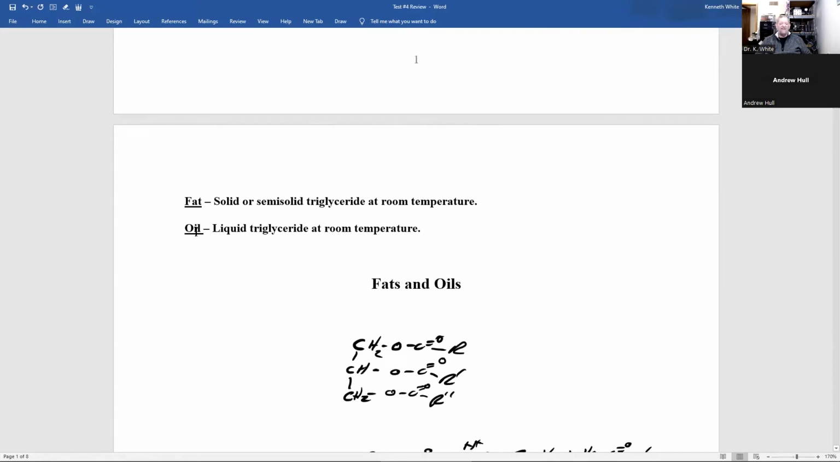Now, when we talk about a fat or oil, you should know a fat is a solid or semi-solid triglyceride at room temperature. And room temperature, in case you're wondering, is 25 degrees C by definition in science or chemistry at least. And you should know an oil is a liquid triglyceride at room temperature. So this is a fat, solid or semi-solid triglyceride at room temperature, oil, liquid triglyceride at room temperature.